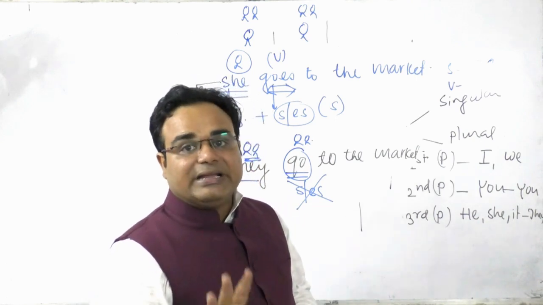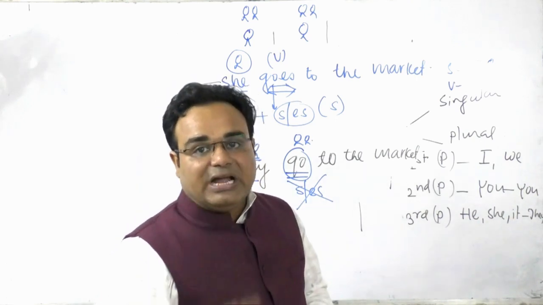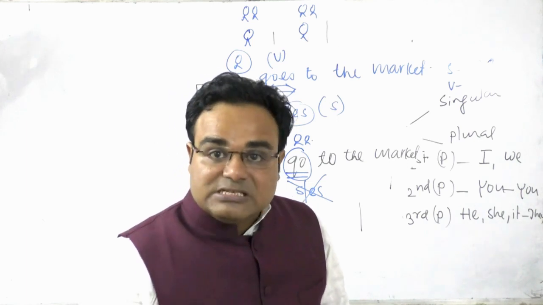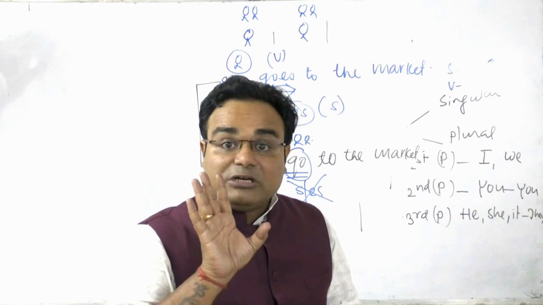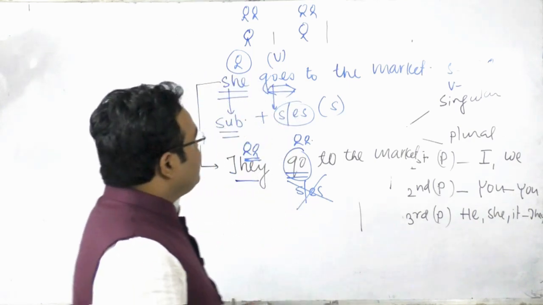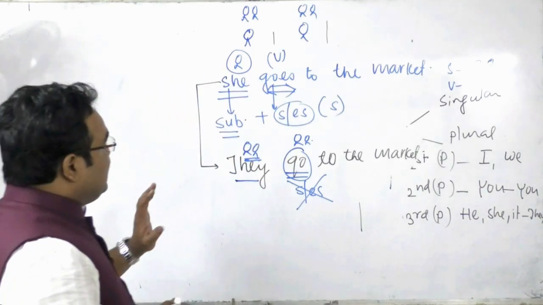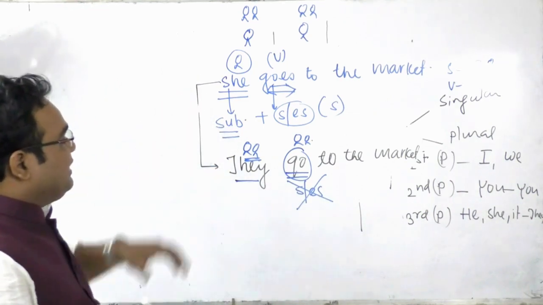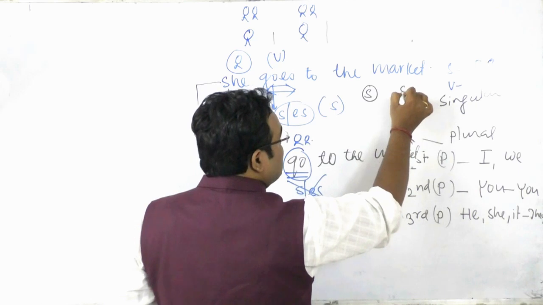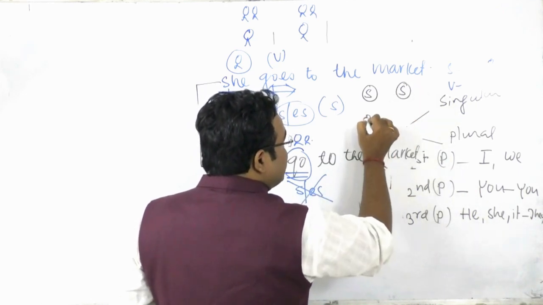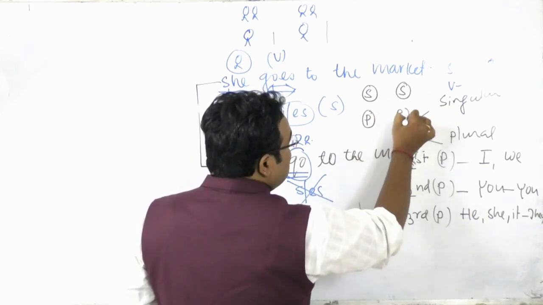Alright. When you add s or es to the subject, it becomes plural. But when you add s or es to the verb, it becomes what? Singular. Right. Now, do one thing. So the first basis of the agreement is that when the subject is singular, the verb is also singular. When the subject is plural, the verb is also plural.